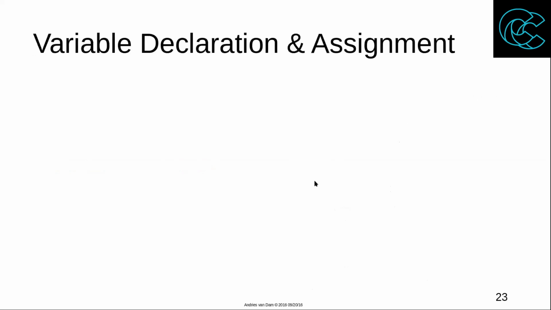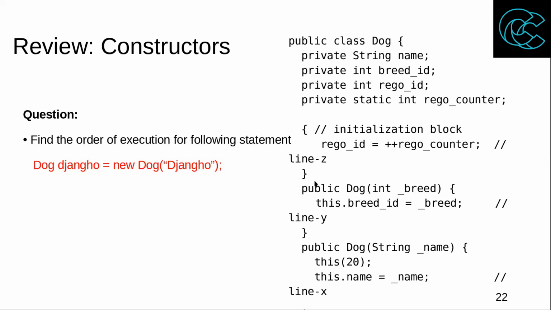So I had a doubt. When the constructor gets called, how does the static initialization block get called? I mean, what's the order of execution here? The order of execution, like I said, is that the first thing that would be called is the initialization block, and then the constructor gets called.